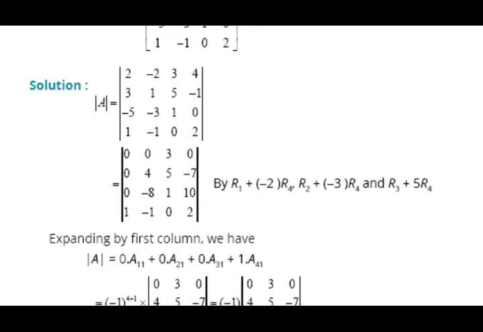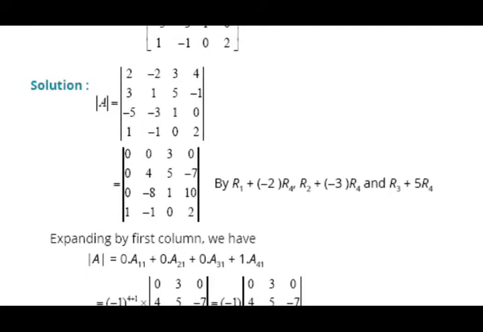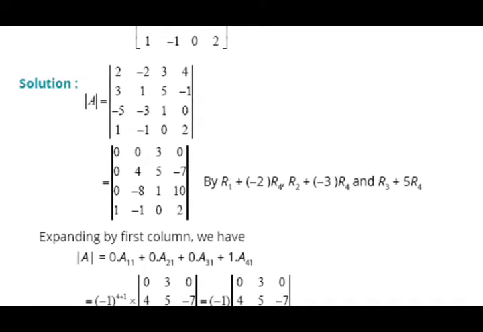Now see in the second row, its first element is 3. Now we multiply the fourth row by -3 and add in the second row, and we get the values 0 4 3 -7. And in the third row we have the first element -5. We multiply the fourth row by 5 and add in the third row.